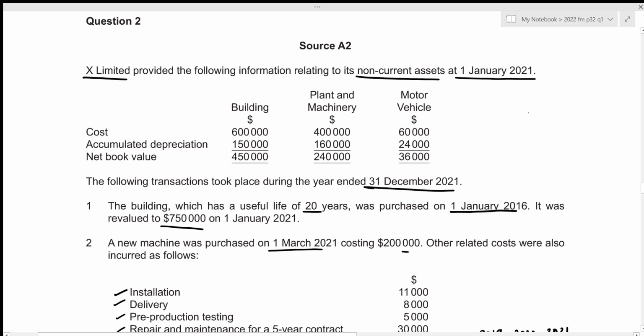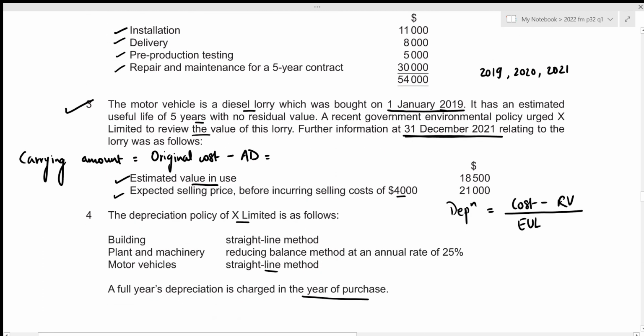So the cost of the motor vehicle, we can see right here, is 60,000, right? And we have already figured out that the formula for depreciation will be cost minus residual value divided by estimated useful life. So let's substitute the value for cost, that's 60,000. And we were also told that there is no residual value, which means that the residual value is going to be 0. And then we divide it by our estimated useful life, which is given to be 5 years. So this gives the depreciation charge per year for the motor vehicle to be 12,000.